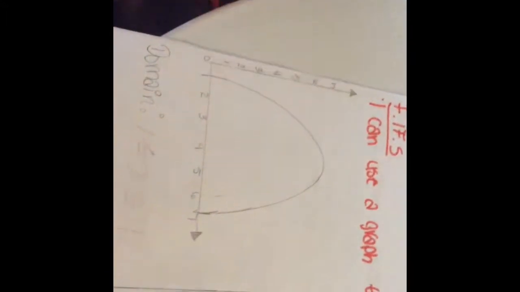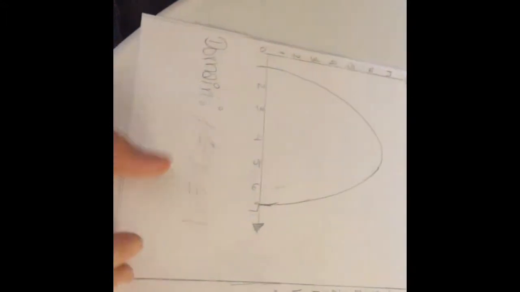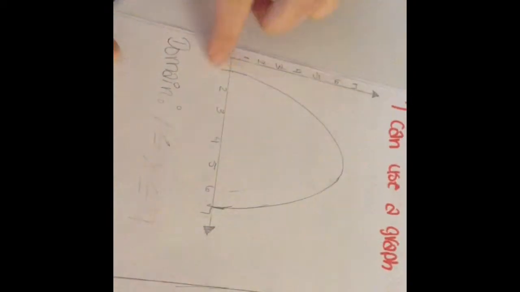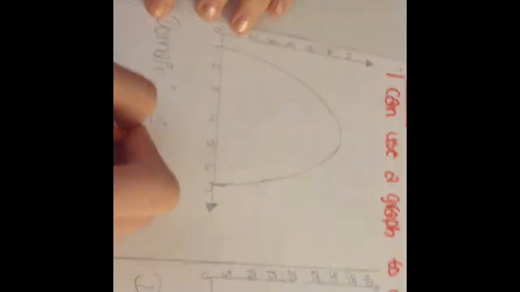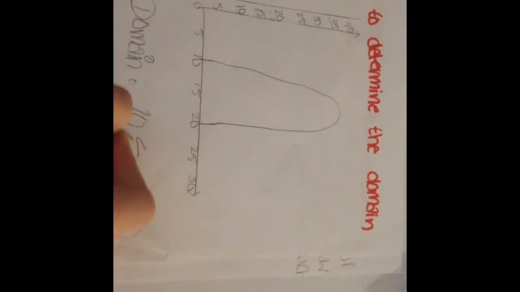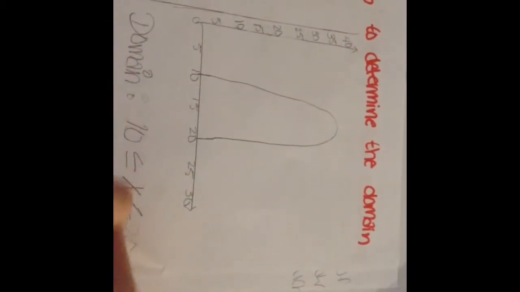For our next standard, F.IF.5 is I can use a graph to determine the domain. To do this, we just need to find where x lies on the x-axis. We do this so x is greater than or equal to 1, but it's also less than or equal to 7. So the domain for this graph is 1 is less than or equal to x, and x is less than or equal to 7. For the next example, we have that 10 is less than or equal to x, while x is less than or equal to 20.